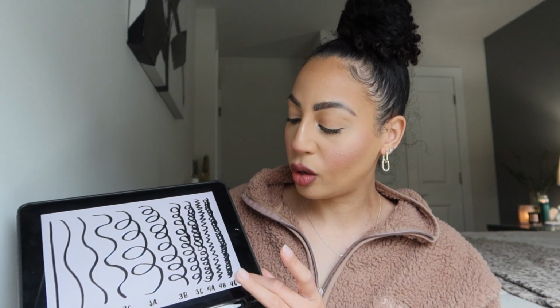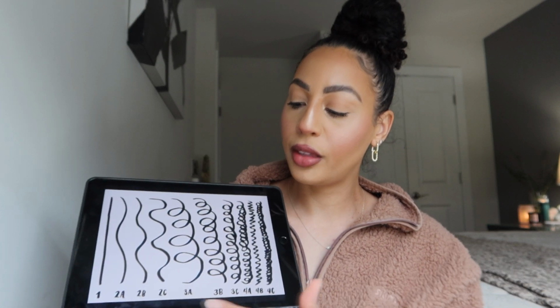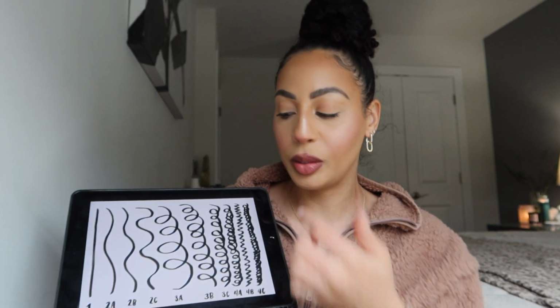I feel like the tighter coils of a 4C, you have the curls, it's just they're tighter knit together. And let me just say, shrinkage is a lie. You're going to get more shrinkage over here with the type 4 than you will with a type 3. That's also something to note. And there's nothing wrong with having shrinkage.